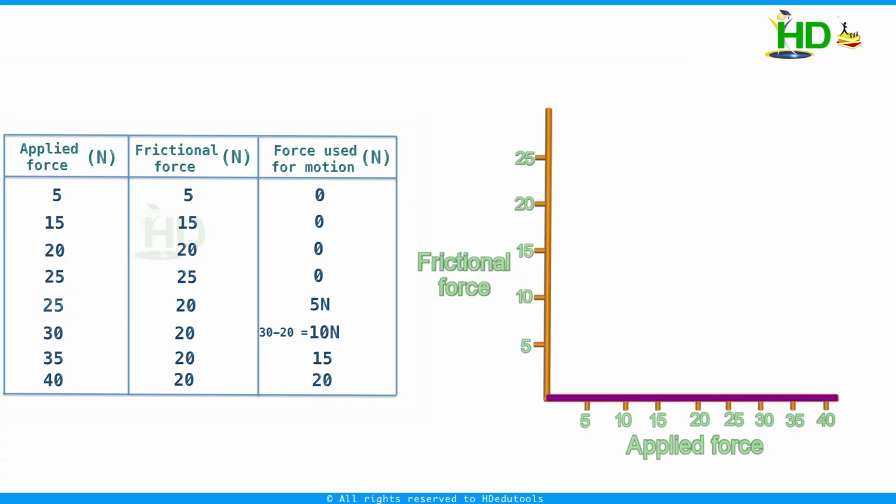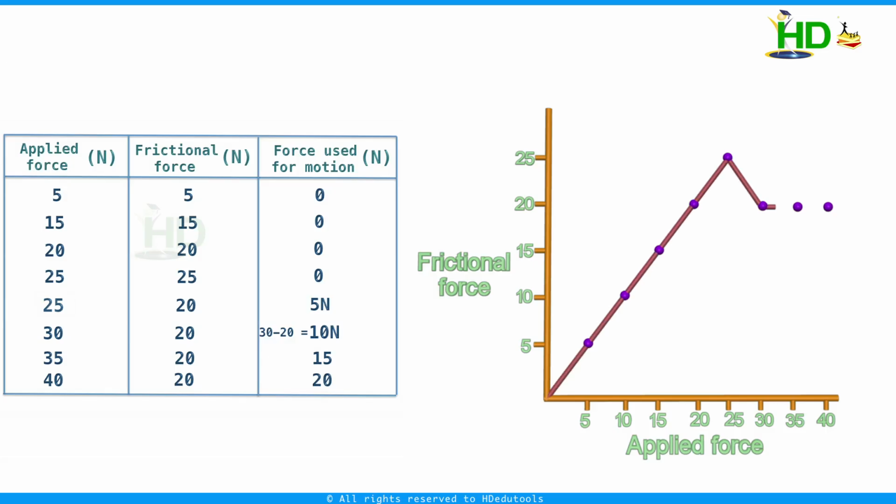Along the x-axis I am taking the applied force, along the y-axis I am taking the frictional force. I am taking a graph of applied force versus frictional force. For applied force 5 Newton, the frictional force is 5 Newton. For applied force 10, it is 10. For 15, it is 15. For 20, it is 20. For 25, it is 25. And for 30, it is 20. For 35, it is 20. For 40 Newton, the frictional force is 20 Newton.